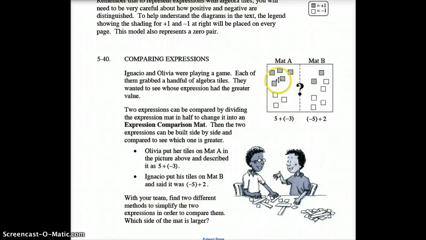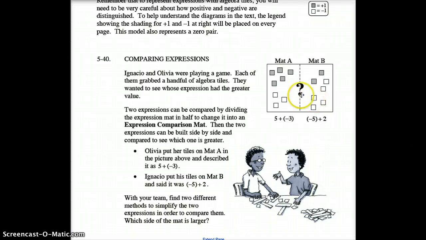If I have 5 positive unit tiles, as listed right here, and I've got 3 negative tiles listed right here, then 3 of these negatives could cancel 3 of these positives, leaving me with 2 left over on this side. Another way of saying that, 5 plus negative 3 equals 2, which is right. So this equals 2. On this one over here, I've got 5 negative tiles, and I've got 2 positive tiles. These 2 positives and these 2 negatives could cancel, and that would leave me with negative 3.